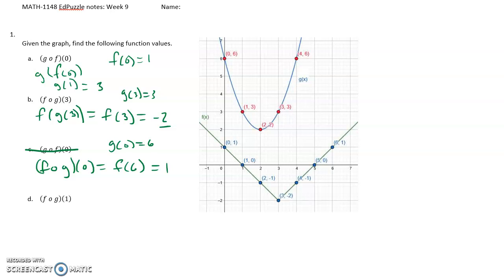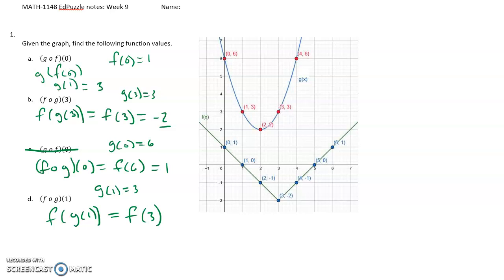Finally, f of g of 1. We're going to plug 1 into g. Again, we're going to find the g of 1 first, see what we get. When x is 1 on the graph of g, y is 3. So since the g of 1 is equal to 3, then I'm going to plug 3 in for f. When x is 3, where is that?